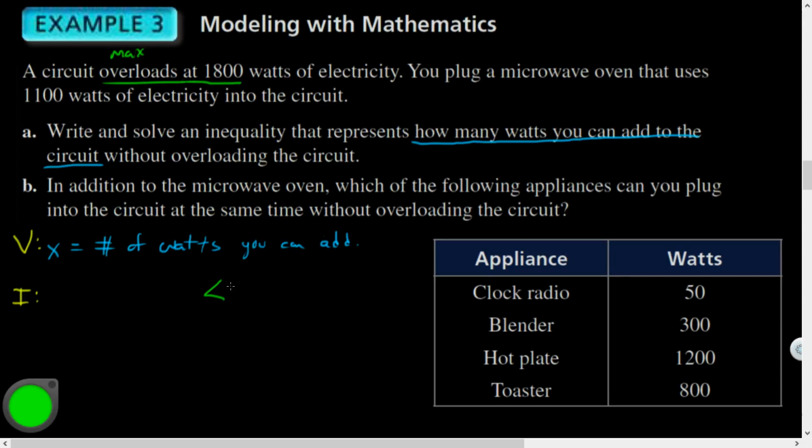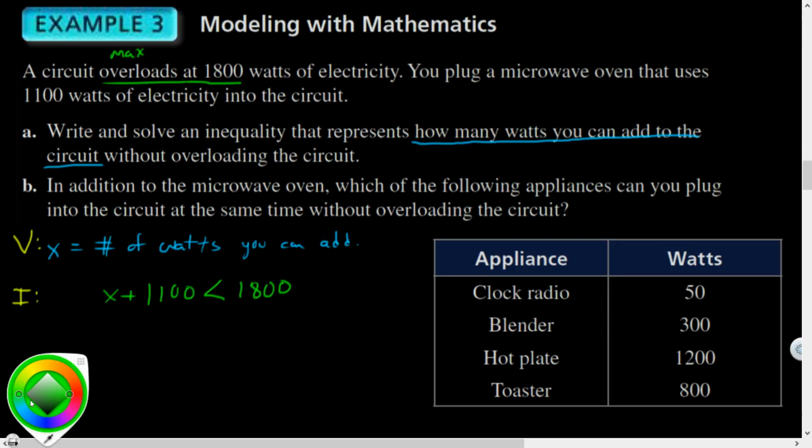So let's see, and we already have a microwave. So 1800 is the maximum. So I know that I've got to be less than 1800. And the microwave is already plugged in. It's using 1100. And to that, I'm adding my X, right? Whatever number of watts I add, plus the 1100 of the microwave, has to be less than 1800. So let's, did they ask? Oh, they said to solve. So let's solve that.